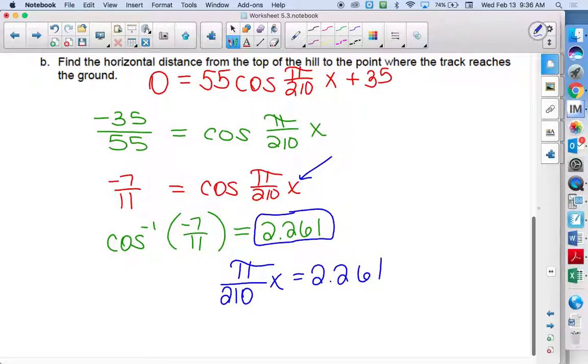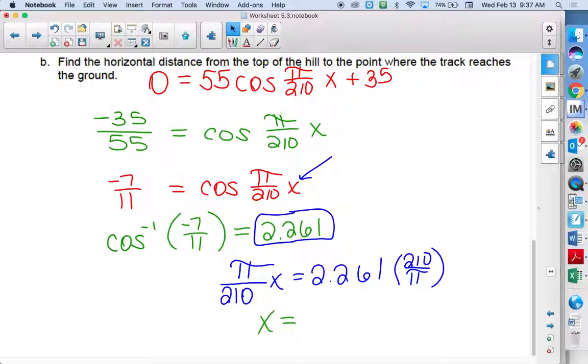If I didn't have pi over 210 in front of it, then x would equal that. But because we have that value in front of the x variable, that value affects whatever you get when you plug it in your calculator. So in order to get rid of pi over 210, we multiply it by 210 over pi. And then we have the x by itself.